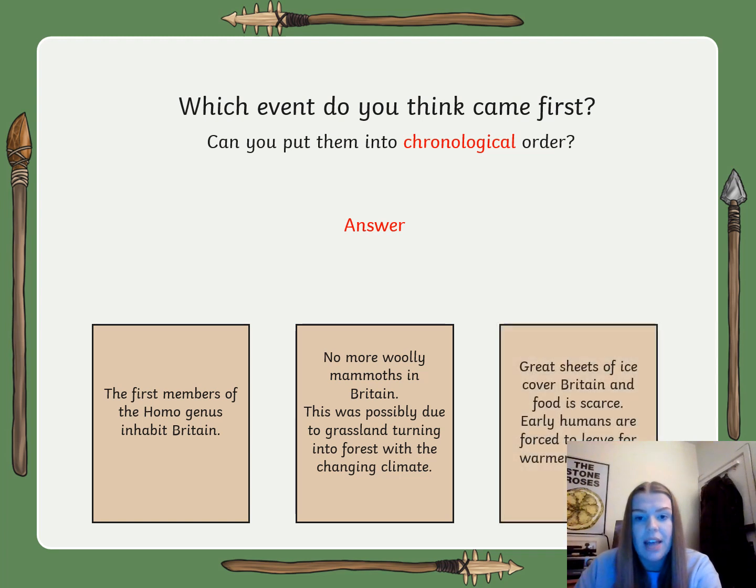And then lastly, great sheets of ice cover Britain and food is scarce. Early humans are forced to leave to warmer climates. So people moved to warmer places in the Stone Age because they couldn't live where they were living anymore because it was so cold because of the climate change. You can have a dodo if you got that correct, so well done. If not, we're going to keep practicing, so don't worry.